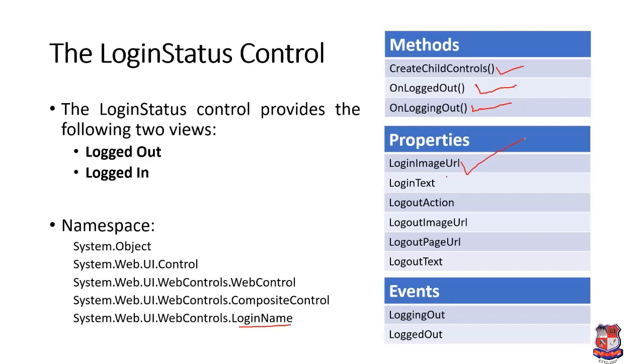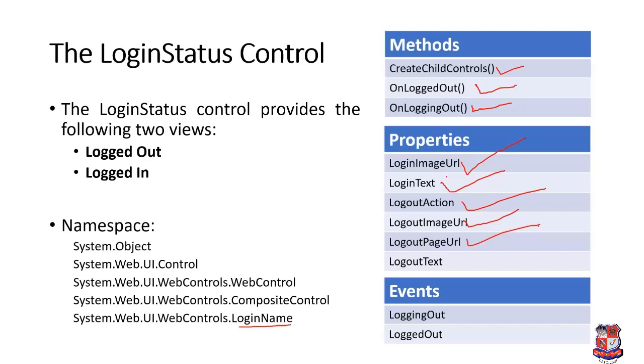Now we are going to discuss properties. First is LoginImageUrl. It is used to retrieve or set the URL of the image used for the login link. Next is LoginText. It is used to retrieve or specify the text used for the login link. Next is LogoutAction. It is used to retrieve or specify a value that determines the action when a user logs out of a website with the login status control. Next is LogoutImageUrl. It is used to retrieve or specify the URL of the image used for the logout button.